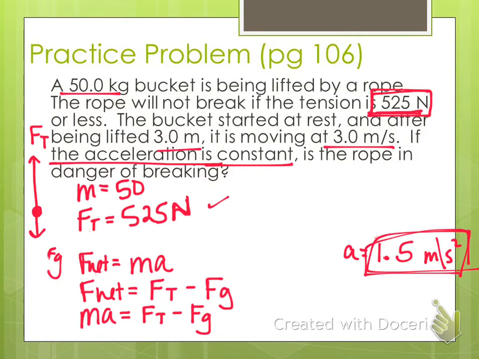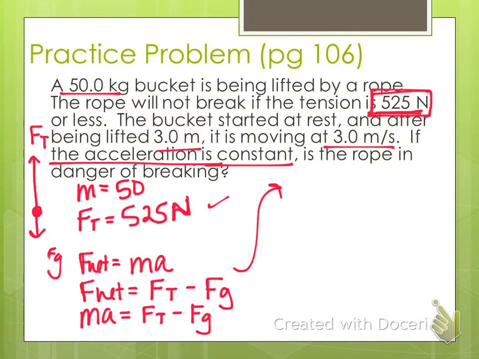Now we can start looking at some numbers here. So I'm going to move this over here. We know our mass is equal to 50 kilograms. Our acceleration we solved to be 1.5. We don't know our tension force. We're going to solve for our tension force, then compare it to here to answer the final question. So we're solving for our tension. What is Fg always equal to?